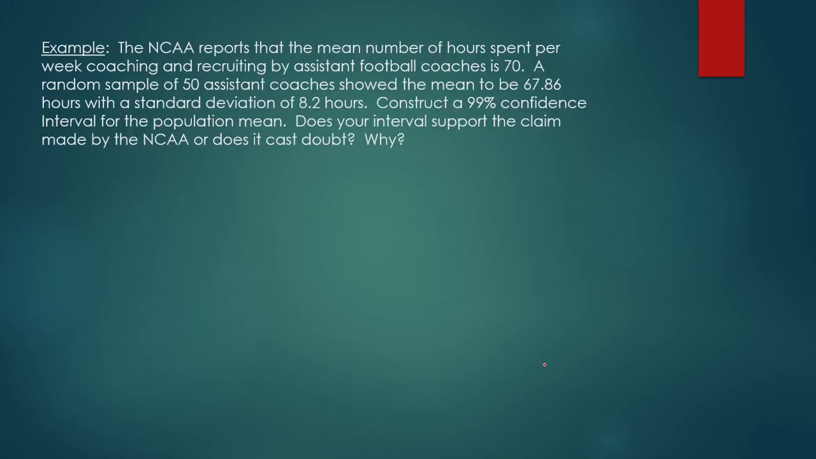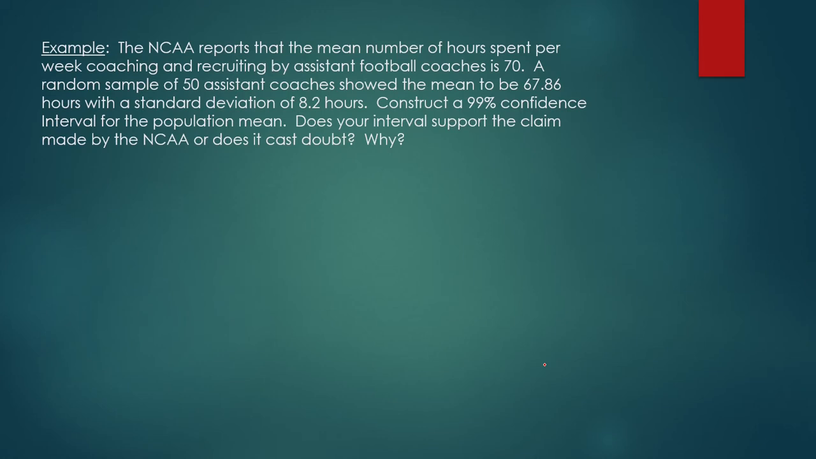Let's try our first example. The NCAA reports that the mean number of hours spent per week coaching and recruiting by assistant football coaches is 70. A random sample of 50 assistant coaches showed the mean to be 67.86 hours with a standard deviation of 8.2 hours. Construct a 99% confidence interval for the population mean. Does your interval support the claim made by the NCAA, or does it cast doubt?